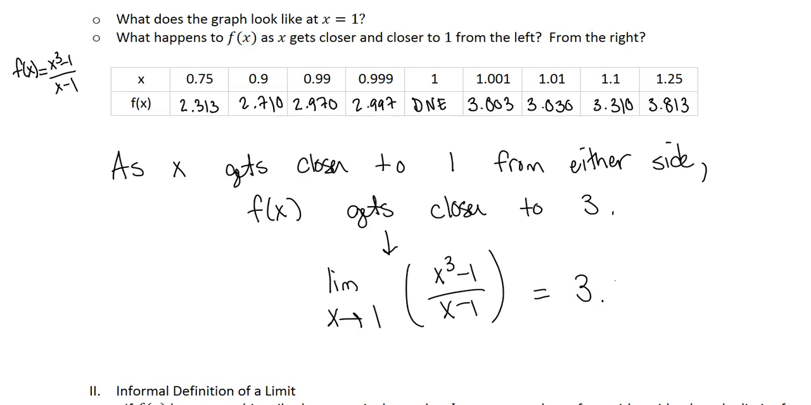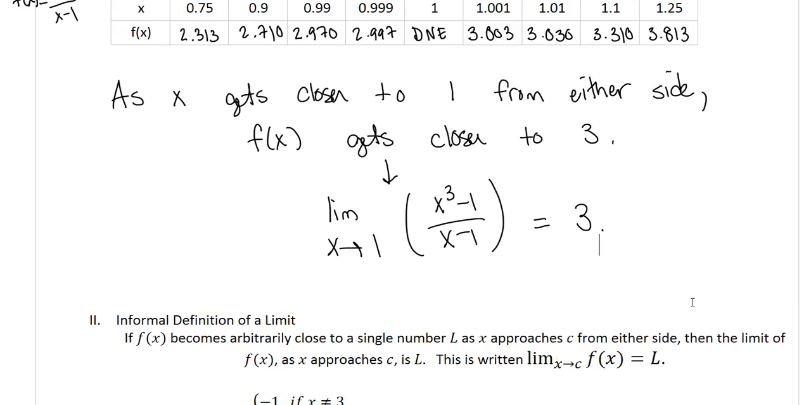Now this doesn't necessarily mean that x cubed minus 1 divided by x minus 1 equals 3. In fact, in this case, there is no value of x that's going to give you an exact 3 for this function. But it does mean that as x gets closer and closer to 1, f of x gets closer and closer to 3. So this is what is known as the informal definition of a limit.